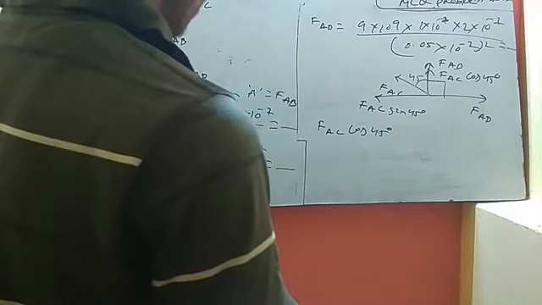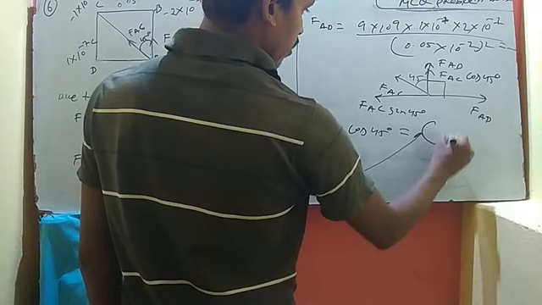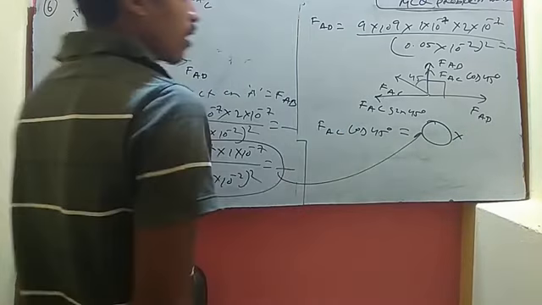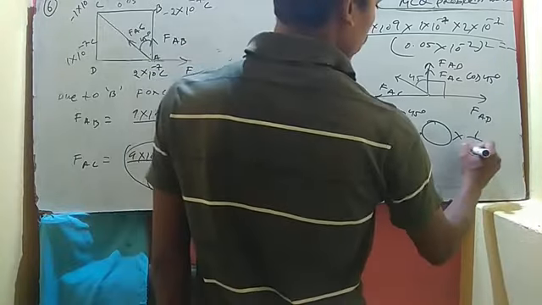FAC cos 45 degree is what? This is the value of FAC. Converting this, the value of FAC cos 45 degree is 1 by root 2. Suppose this is named as FAC dash. Similarly, FAC cos 45 degree.